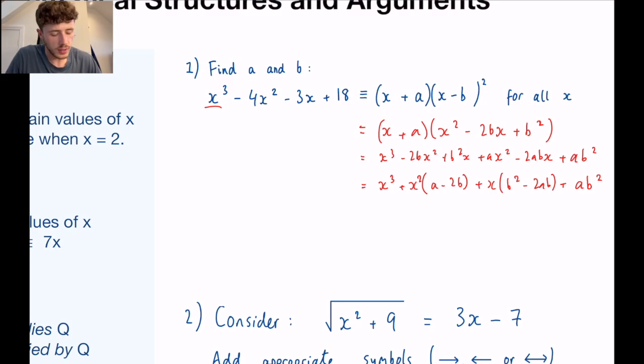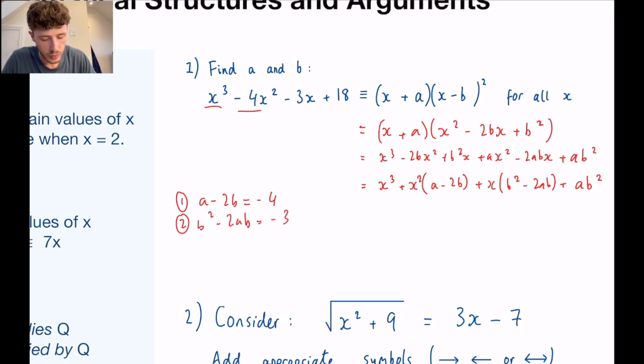Now, in theory, we have 3 equations that we could make up here as comparisons. So we know that the coefficient on the x squared term is a minus 4. So our equation number 1 could be a minus 2b equals minus 4, because we're comparing this expression with this minus 4 here. Hopefully that makes sense. Likewise, we can do the same with the x and the constant term, so I'm just going to write those out. We've got b squared minus 2ab equals minus 3. And finally, this constant term at the end, ab squared, is equal to positive 18.